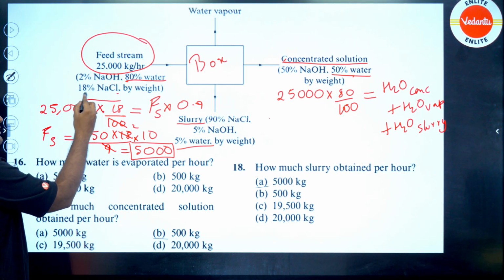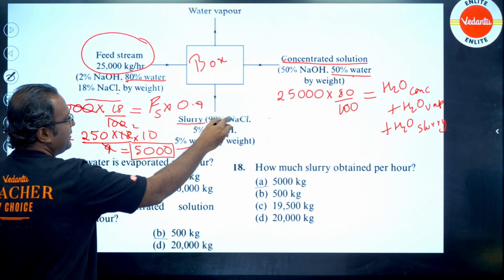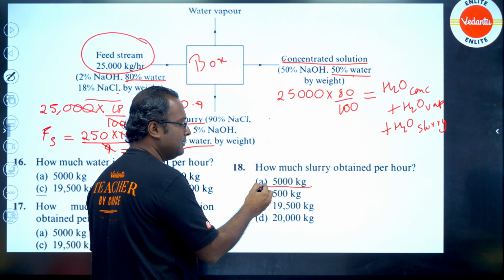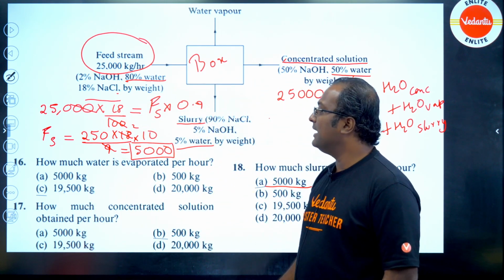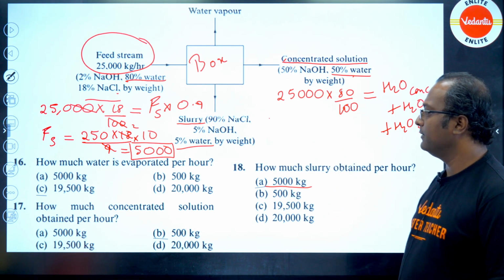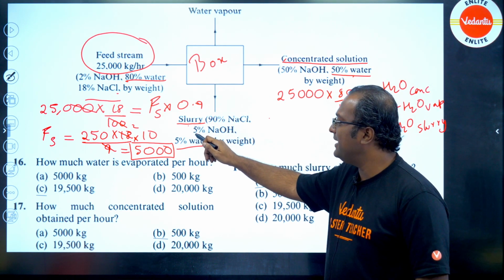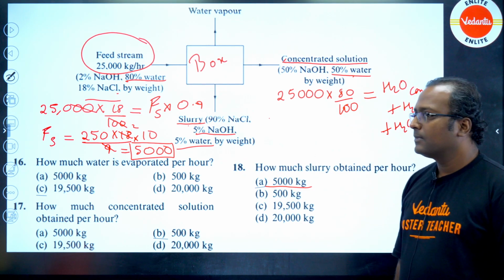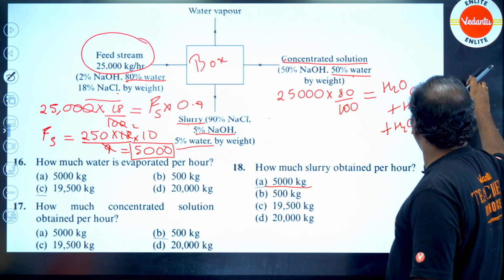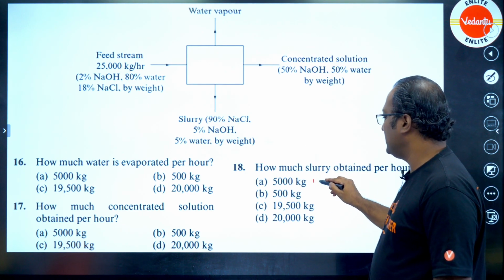25,000 into 18% equal to, we don't know the flow rate, Fs into 90%. So from here we found the flow rate of slurry as 5,000. So our A part is done, our NaCl calculation is done. We have found out how much slurry was flowing. Now once you know the slurry flow rate, you know how much NaOH is coming here, right? So that is where our next part of the question starts. This was the answer, let me just tick it.